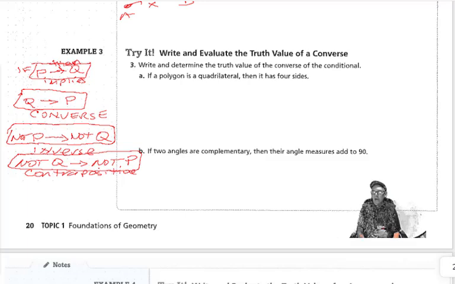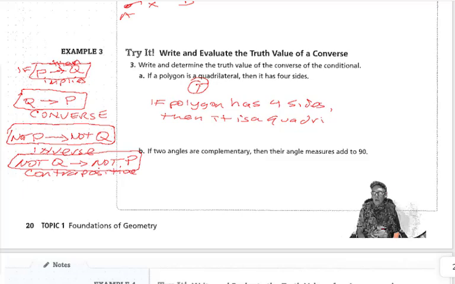So write the truth value of the converse. Now the converse of this one would be if four sides, then quadrilateral. And that's going to be true, because quadrilaterals are defined as polygons with four sides. So it wants us to write it. So if a polygon has four sides, then it is a quadrilateral. So that's how we take care of that one.